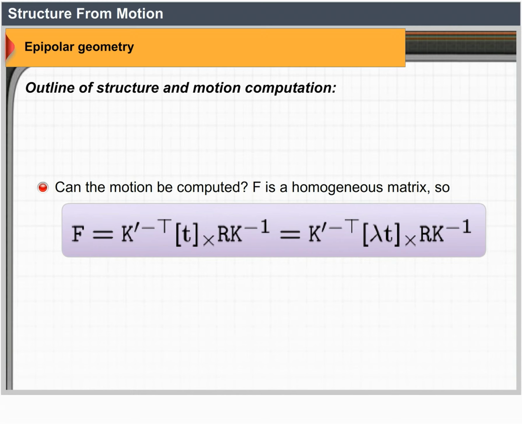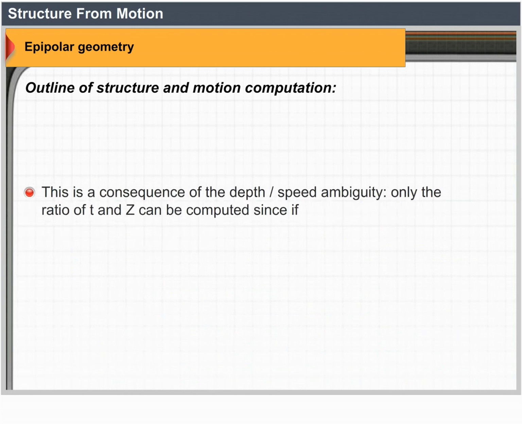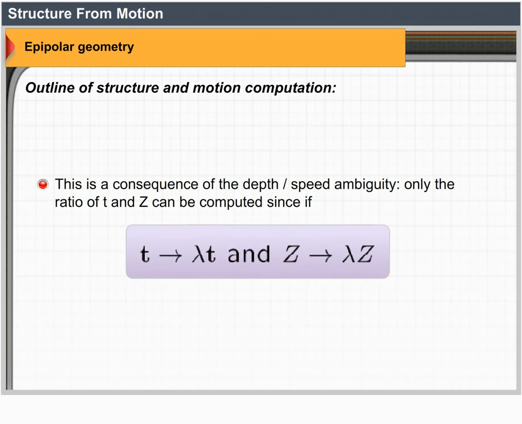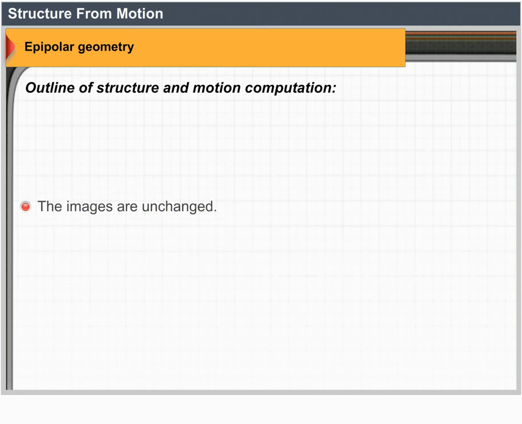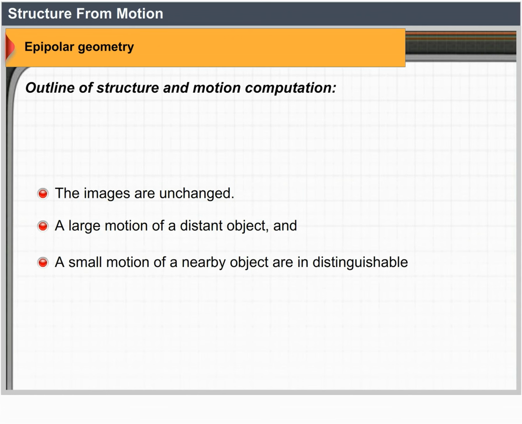The translation can only be determined up to scale. This is a consequence of the depth-speed ambiguity. Only the ratio of t and z can be computed, since if t tends to lambda t and z tends to lambda z, the images are unchanged. A large motion of a distant object and a small motion of a nearby object are indistinguishable.